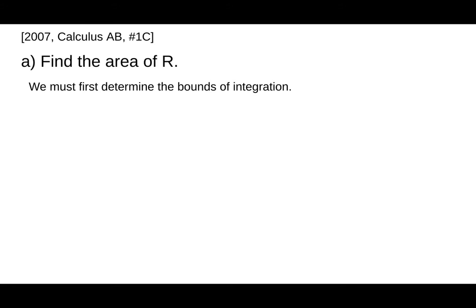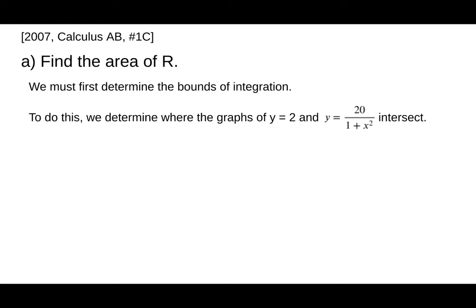Now, in order to calculate this area, we do need to know the bounds of integration. They are not provided. But since this is a calculator active question, we can use our calculator to determine where those bounds of integration would have to be, and to do that we just need to know where those two functions will intersect one another. Right, so our two functions are y equals 2 and y equals 20 over 1 plus x squared.